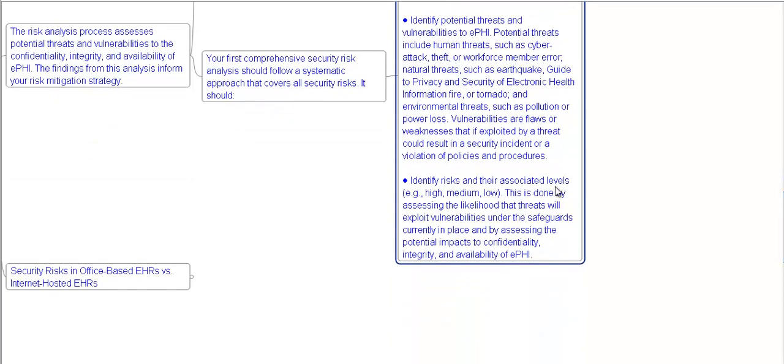Identify risks and their associated level, for example, high, medium, low. This is done by assessing the likelihood that a threat will exploit vulnerabilities under the safeguards currently in place, and by assessing the potential impact to confidentiality, integrity, and availability of ePHI.